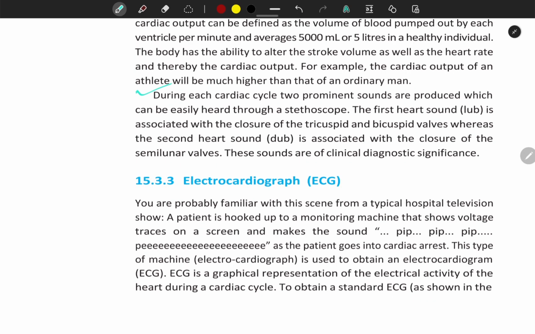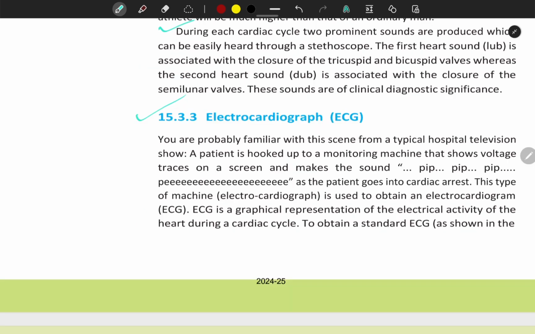During each cardiac cycle, two prominent sounds are produced which can be easily heard through a stethoscope. The first heart sound, that is lub, is associated with the closure of the tricuspid and bicuspid valves, whereas the second heart sound, dub, is associated with the closure of semilunar valves. These sounds are of clinical diagnostic significance.